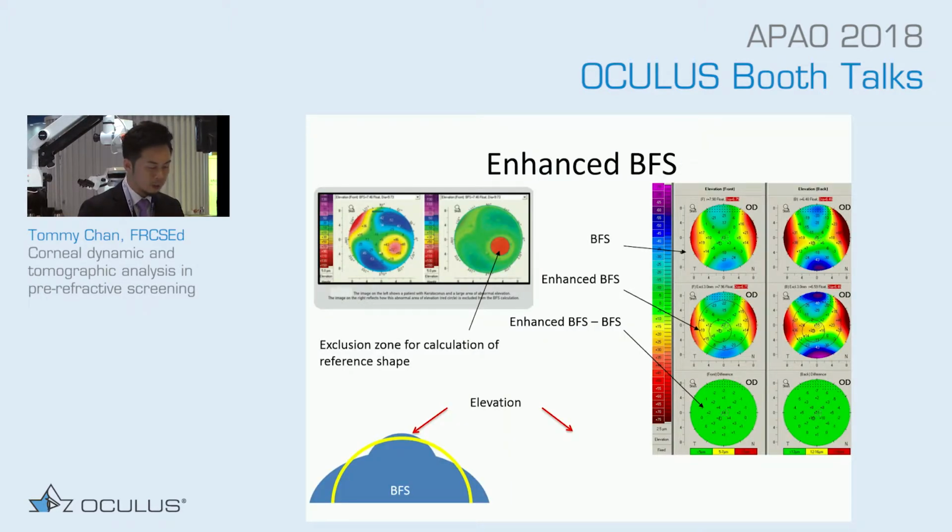The enhanced BFS is when they calculate the best fit sphere, they eliminate the most abnormal part, so that in the bottom graph, if we eliminate the bulging area, the result will be much more prominent. This helps us to detect very minimal change of corneal ectasia.